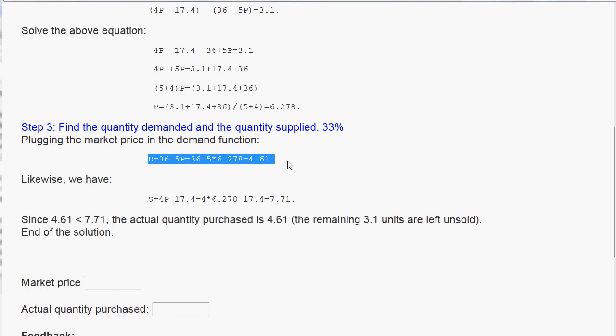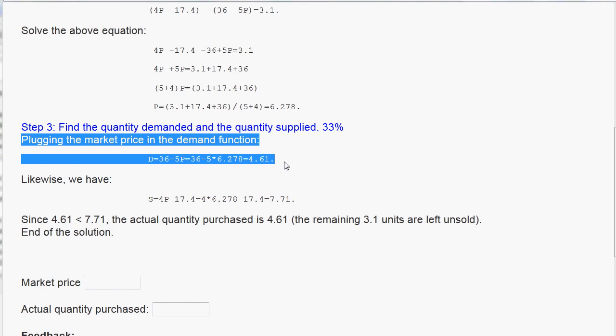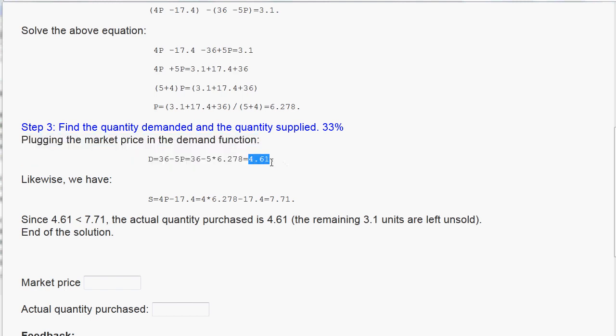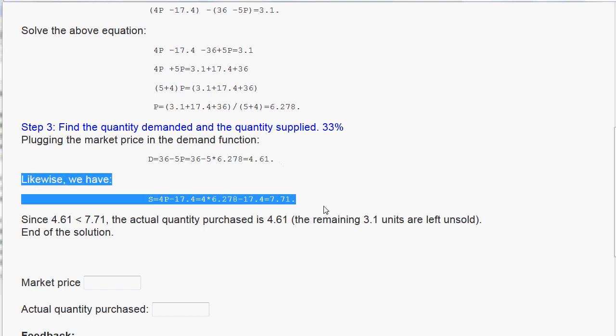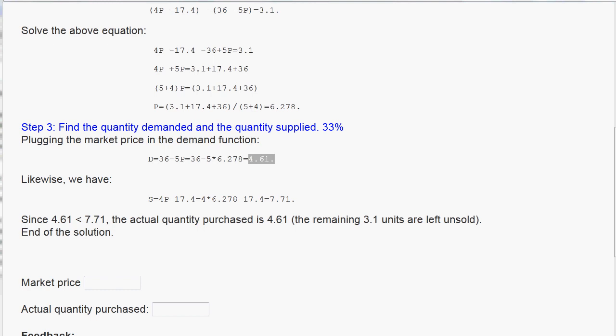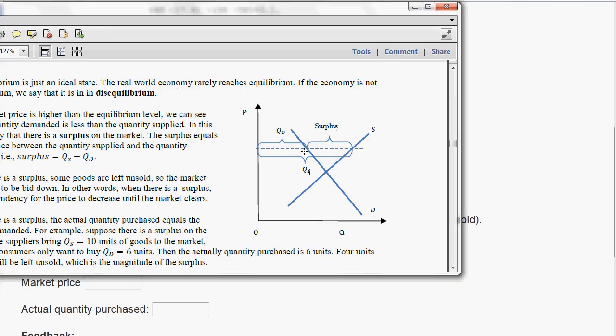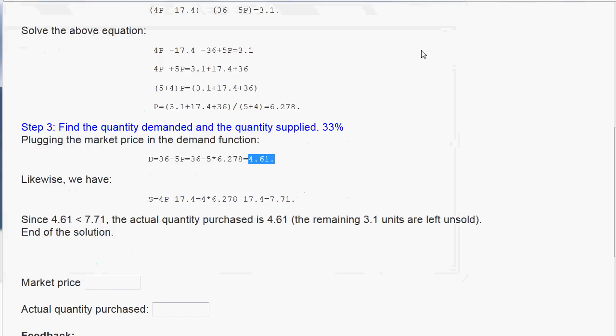So I plug the market price into the demand function. That shows me that the quantity demanded is 4.61. I also plugged it into the supply function, and the actual quantity purchased is always the smaller one. Okay, I just explained it. It's always the smaller one. So in this case, the answer is, the actual quantity purchased is 4.61 units. That's all for this question. Thank you very much.